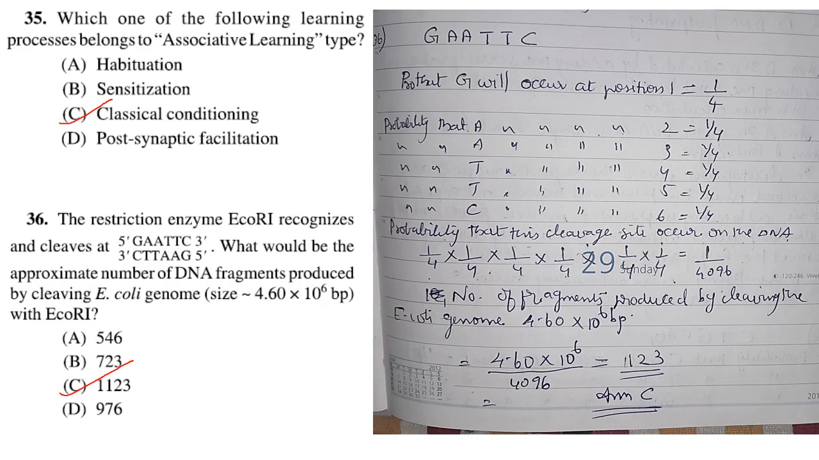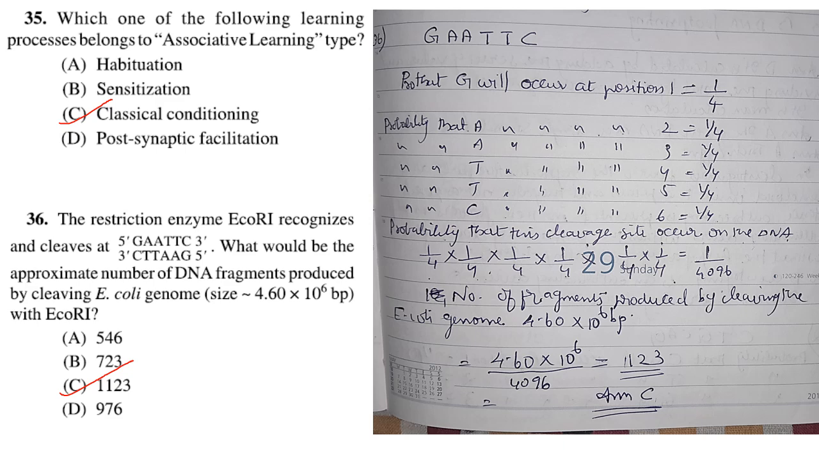Then next one. Which one of the following learning processes belong to associative learning type? So learning can be divided into two general categories, that is associative learning and non-associative learning. Associative learning is classical conditioning and operant conditioning, and non-associative learning is habituation and sensitization. So A and B are non-associative learning, whereas classical conditioning is associative learning. So the answer here is option C.